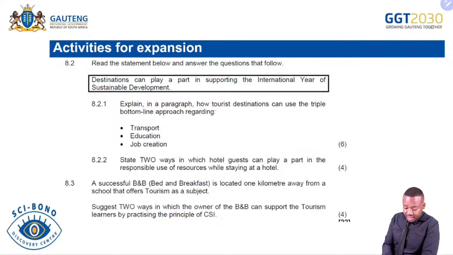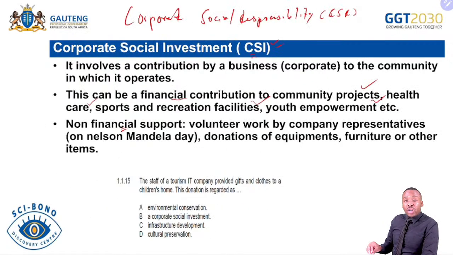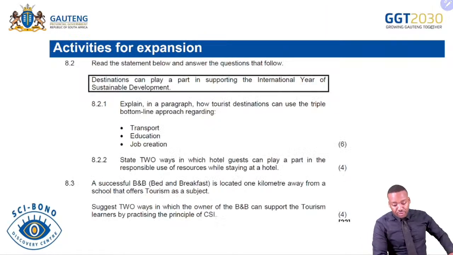Before I move to my activities, what have we learned today? Today we spoke about sustainable tourism, and from sustainable tourism we moved to the triple bottom line approach, whereby we looked at the impacts of tourism business on the social, the economy, and also the planet. Let's just move to these few activities before we go.